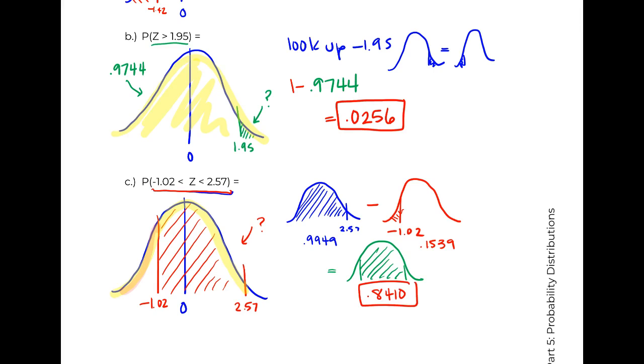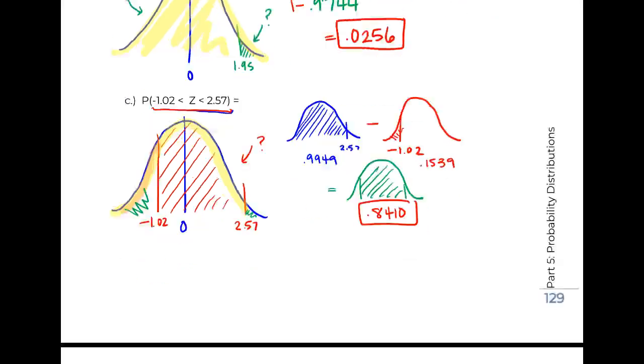This is not the only way to do this. I've had students also figure out the tail probabilities for both of these, like we did on A and B, and then subtract those from 1. So there are other ways to approach this problem besides looking them both up and taking the difference. Really up to you.